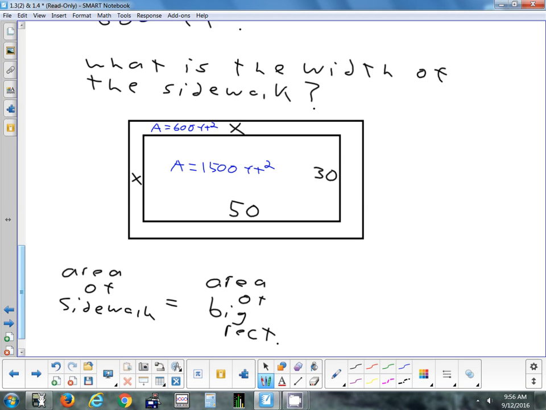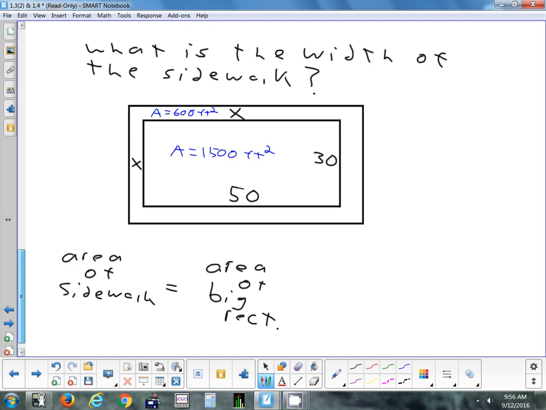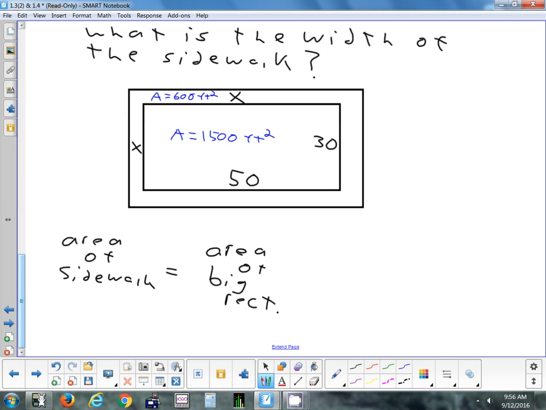And what would I do with that? Take the area of the big rectangle and do what to make it equal to the area of the sidewalk? Kelson? Subtract the area of the pool. Yeah, subtract the area of the pool. Very good. Now I'm going to fill in everything that I can, and I'll have some variables in here too. What's my area of the sidewalk?